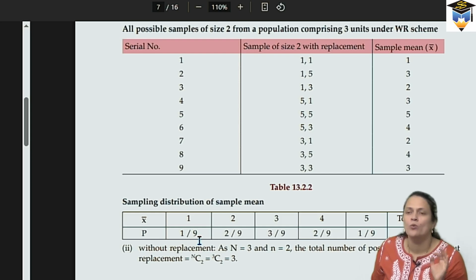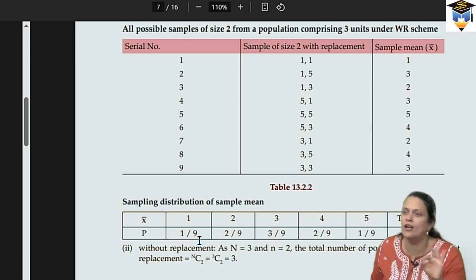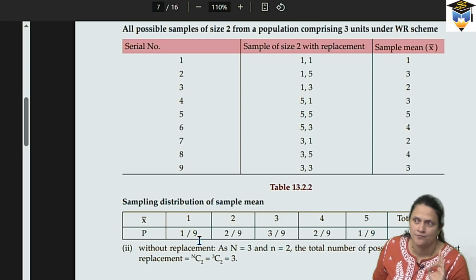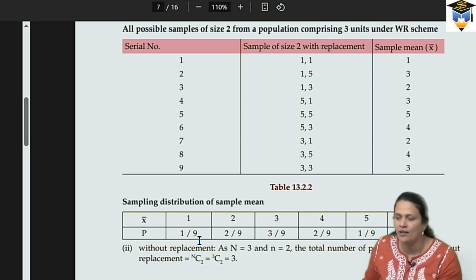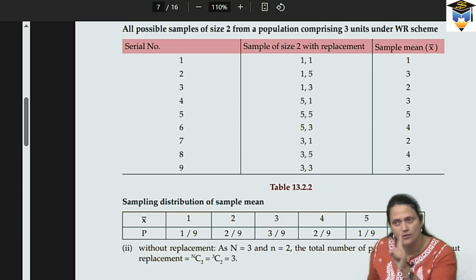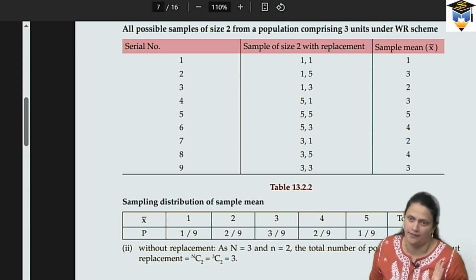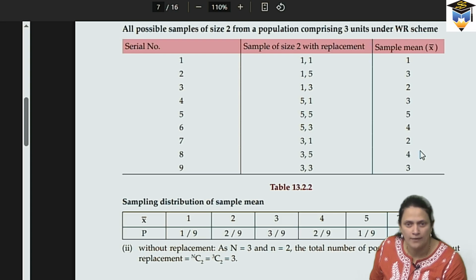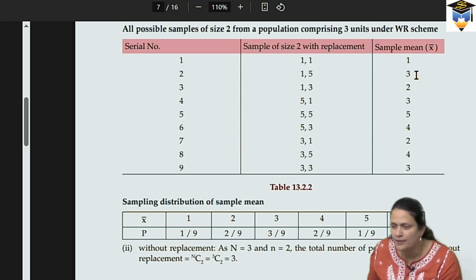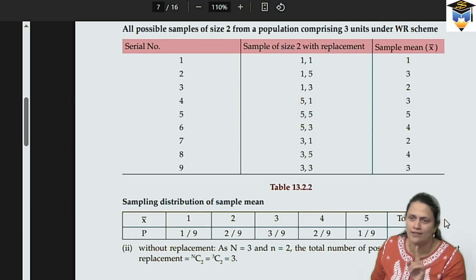P is probability. What is the formula of probability, which you have already studied in 10th standard, all boards? Total number of outcomes in the denominator, and in the numerator, 1 is repeated how many times? 1 time. Favourable outcomes upon total number of outcomes, so that is 1 upon 9. Similarly, 2 is repeated 2 times, so it is 2 upon 9. 3 is repeated 3 times. And so on. Have you understood this table?